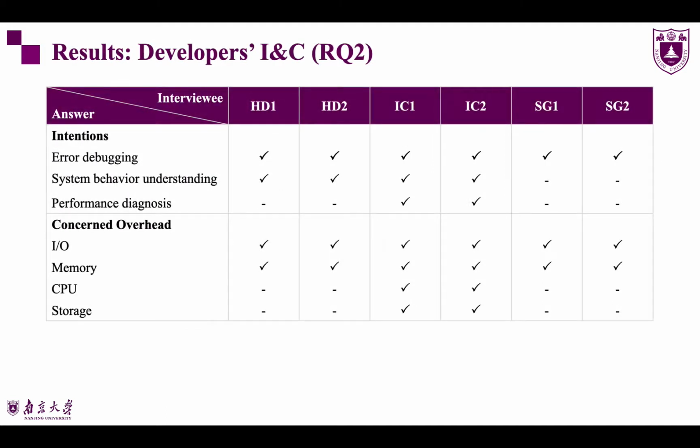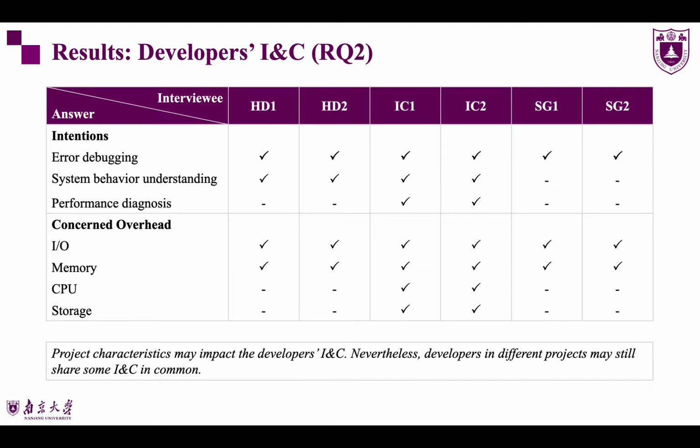And this table depicts a global view of their I&C. The developers have 3 major intentions: error debugging, system behavior understanding, and performance diagnosis. And their concerns are mainly around overheads, such as I/O, memory, CPU, and storage. We can find that project characteristics may impact the developer's I&C. Nevertheless, developers in different projects may still share some I&C in common.